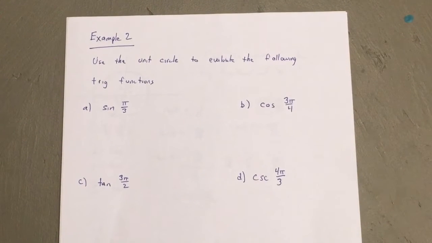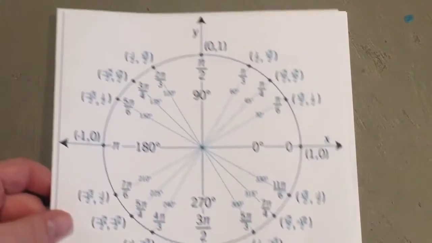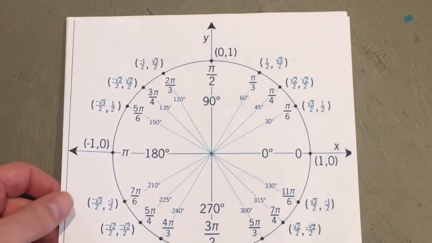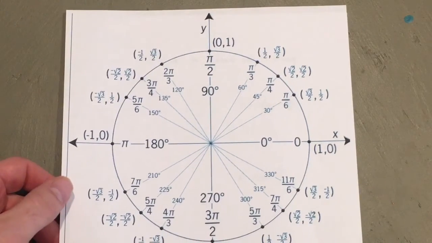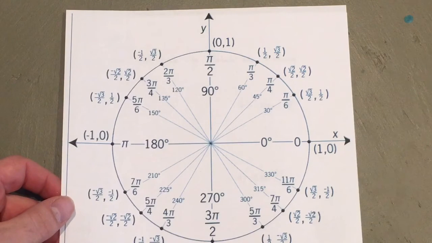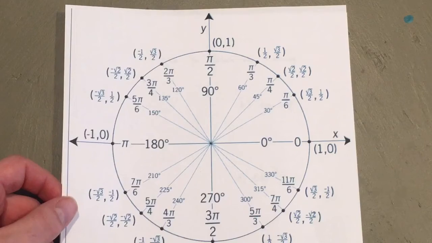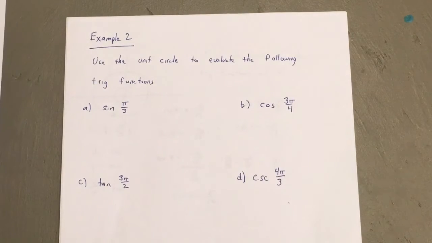Okay, here's example 2 from 5.4. We're going to use the unit circle to evaluate the following trig functions. And here's our unit circle. I don't know if you can see quite all of it, but it should also be on Google Classroom. You can look at it, print it, or whatever you like.